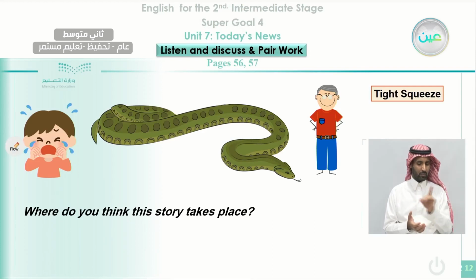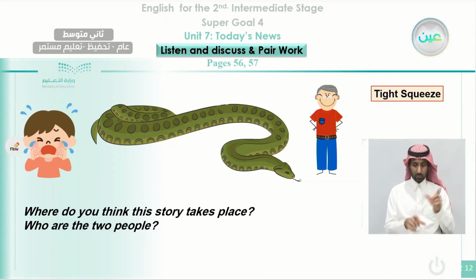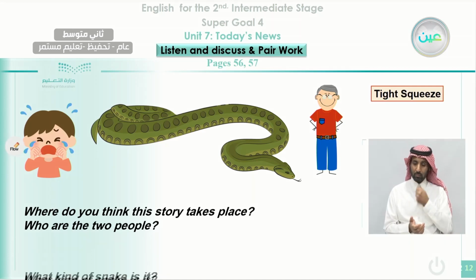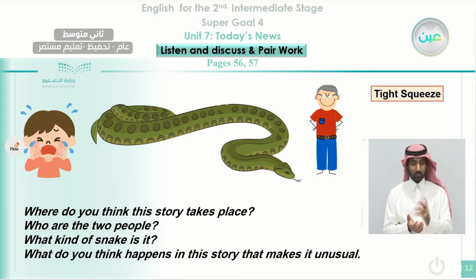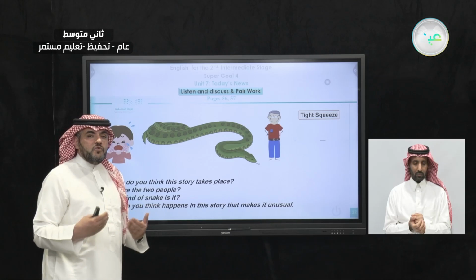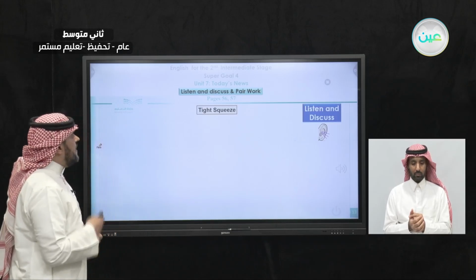Where do you think this story takes place? You need to think before we read the passage. Where did this story happen? Also, who are the two people? You can see here a grandfather and a child that the story happened to. What kind of snake is it? It is a kind of snake that you will find out in the reading passage. You will find it when you read and listen to this passage. What do you think happens in the story that makes it unusual? There is something strange that happened in this story. It makes it unusual, so it was in the news. What was it? You will find out when you read in the next slide, inshallah.